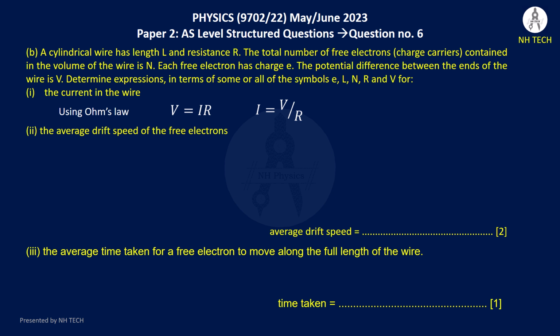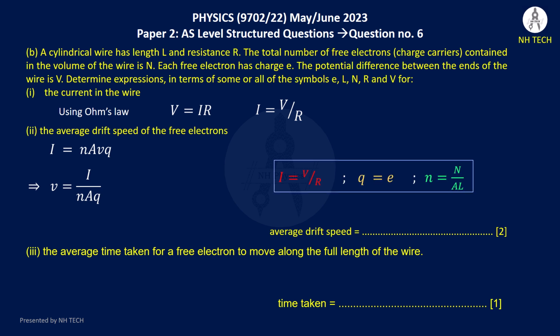To find the drift speed, consider the formula, which we have recently derived, I is equal to NAVQ. Rearrange it for drift speed. Now, substitute V by R in place of I and E in place of Q, and by definition of charge density, which is number of electrons per unit volume, substitute n equals to capital N over AL, where A and L combine to form volume. After substituting, rearrange to get the desired expression for the drift speed.